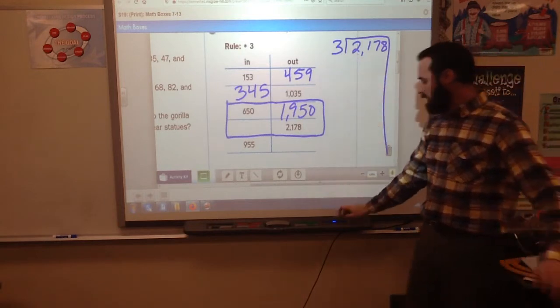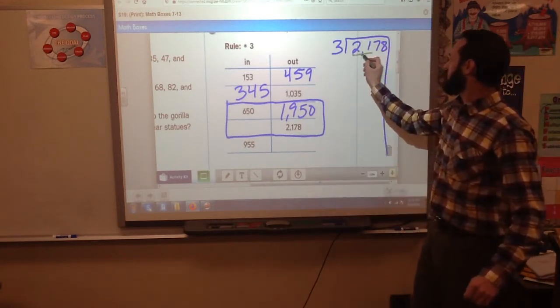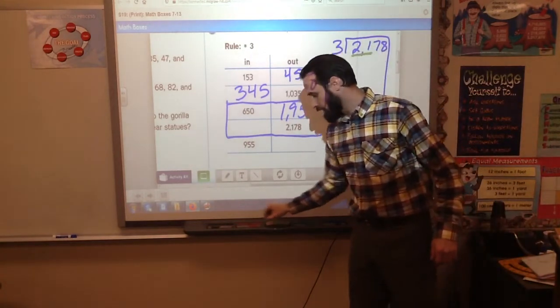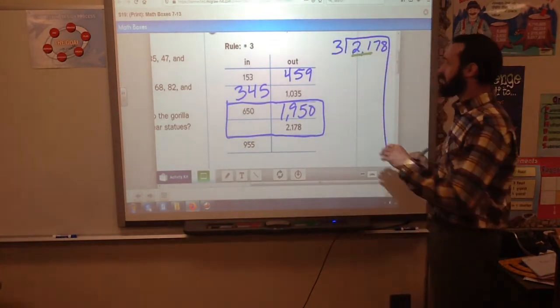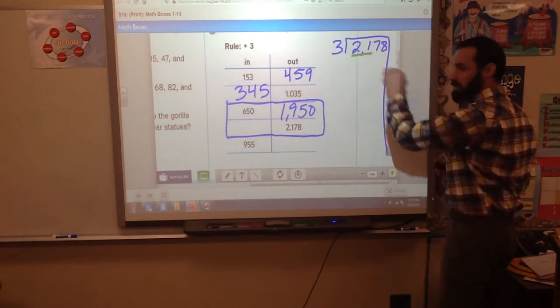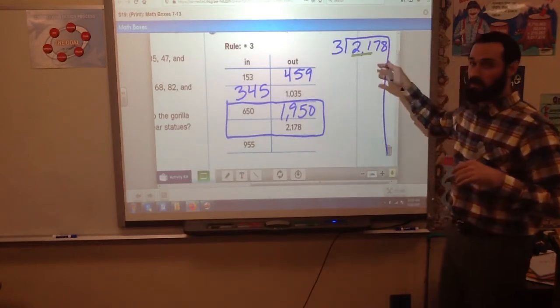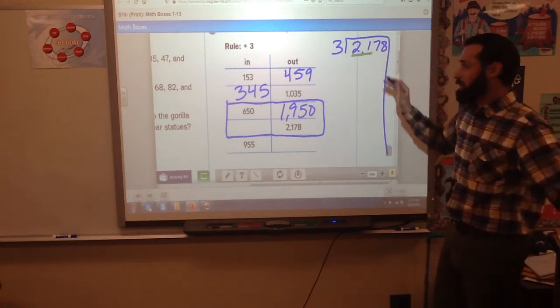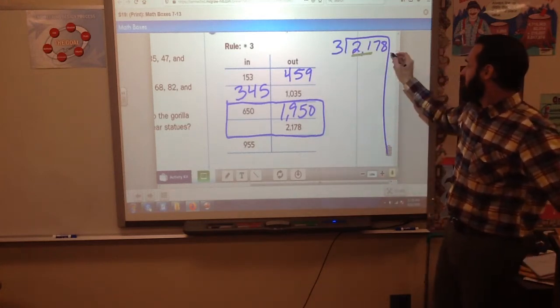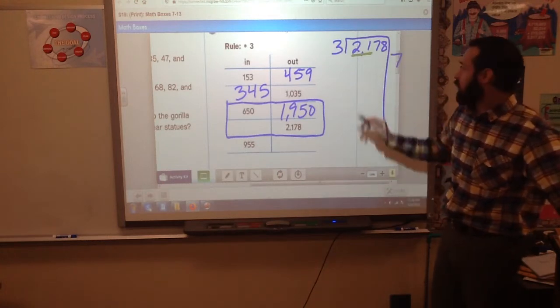So instead of looking at just the 2, we're going to look at this 21. I'm only underlining that in green so that you know where we're looking. And what we're thinking is, how many 3's can go into 21? Or what times 3 gets us close to 21 without going over? It can equal it. If it equals it, that's awesome. And in this case, it will. 3 times 7 is 21.